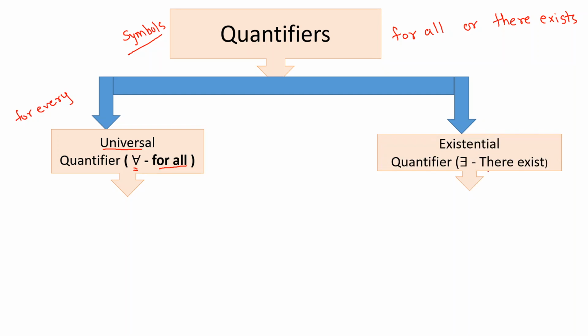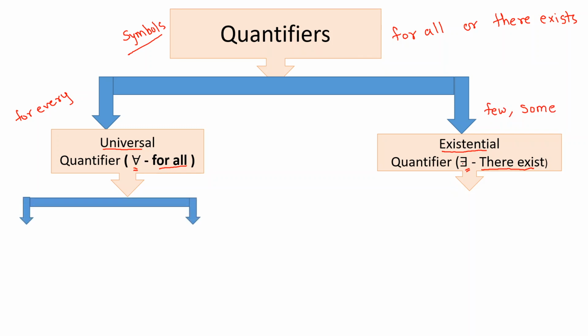The existential quantifier is used for "there exists" or the words few, some. So this is the existential quantifier and this is the notation for it. You can say this is the mirror image of E.